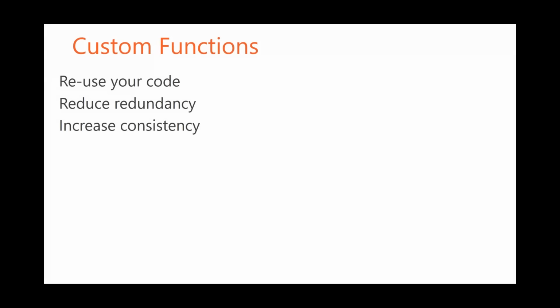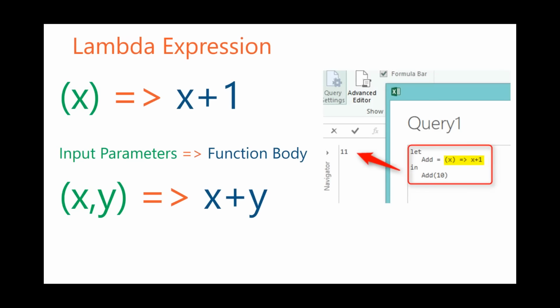Okay, the next thing is that Power Query can have custom functions, which is really useful. They help me create functions that reduce redundancy in my code and increase consistency. The way functions are defined is really simple. It starts with an input parameter or a bunch of input parameters, then the function body, and then a lambda expression. So I'll have my input parameter, which is x here, or x and y, or whatever. These would be my input parameters. Then I have these characters, which are an equal sign and a greater than sign, and then the body of my function.